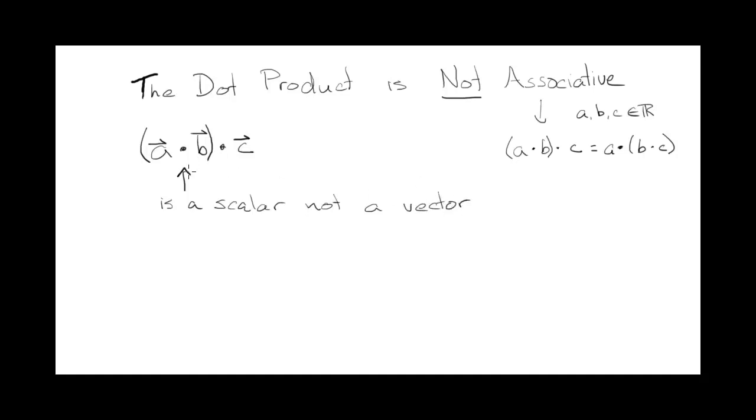So it doesn't even make sense to say the dot product of three things, because if you did the dot product of two, you'd get a scalar, not a vector, and you can't do the dot product of a scalar with a vector. Doesn't make any sense. So this is not even possible. So that's why it's not associative, because associative has to do with doing three things, but you can't do the dot product of three vectors.